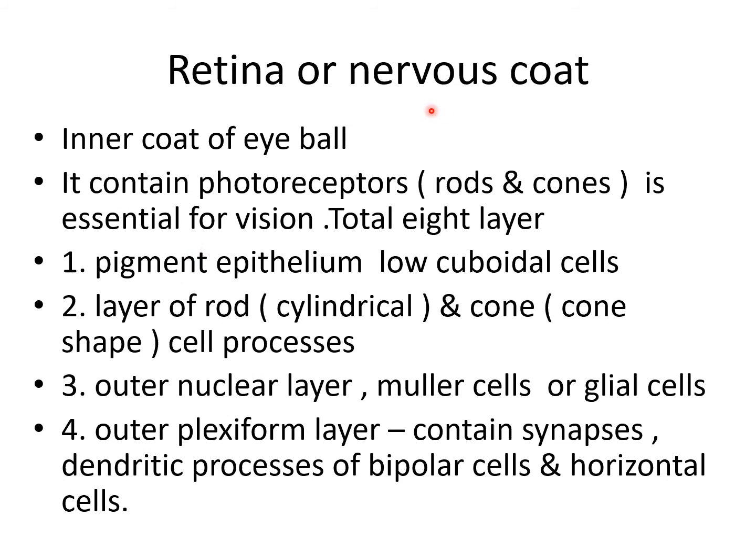Now the retina, or the nervous coat. The nervous coat is the inner coat of the eyeball, and it contains the photoreceptors. The name retina is given because it has several layers. It lies on the posterior three-fourths of the surface. The retina contains the photoreceptors, which we call rods and cones, which are essential for vision.